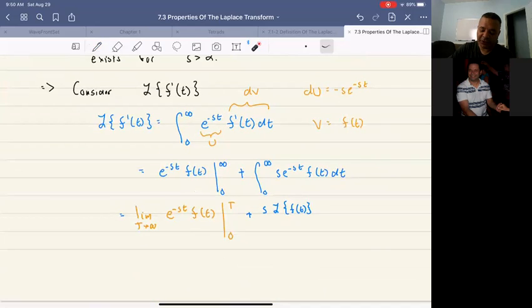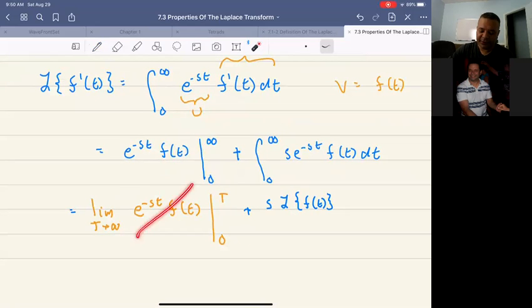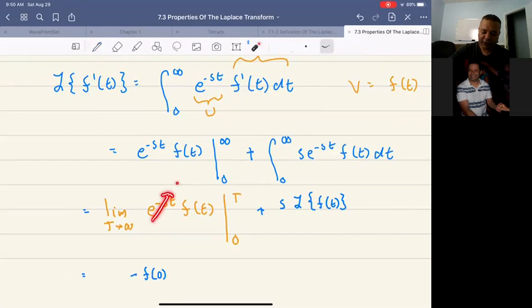So at infinity, this is going to become 0, and you're just going to be left with negative f of 0, because at 0 this is 1, plus s times the Laplace transform of f of s.